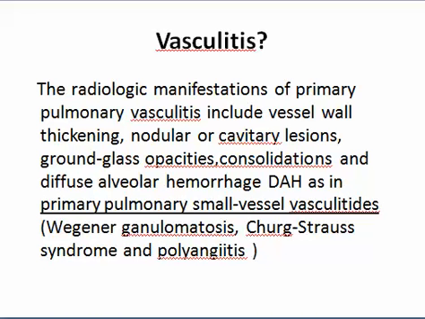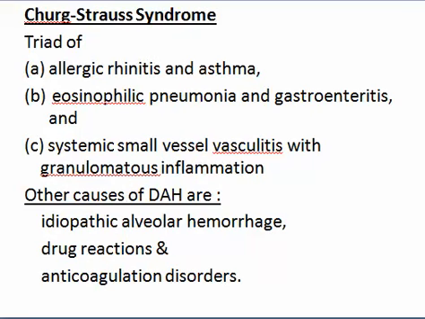What is the Churg-Strauss vasculitis? It is a triad of allergic rhinitis and asthma, eosinophilic pneumonia and gastroenteritis, and systemic small vessel vasculitis with granulomatous inflammation. What are the other causes of diffuse alveolar hemorrhage? Number one, we have this group: the primary pulmonary small vessel vasculitis, including Wegener, Churg-Strauss, and polyangiitis. Number two, idiopathic. Number three, drug reaction. Number four, anticoagulation disorders.